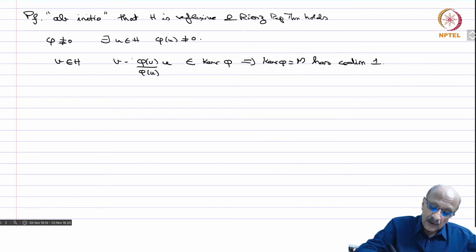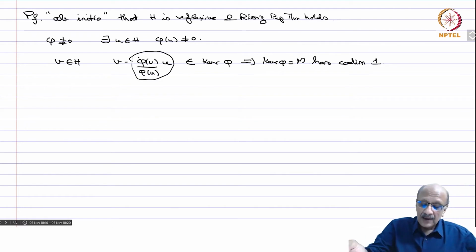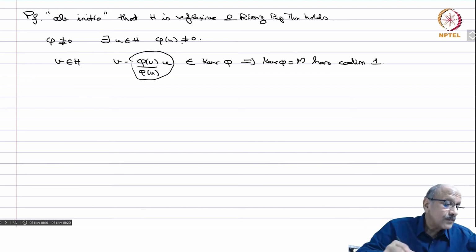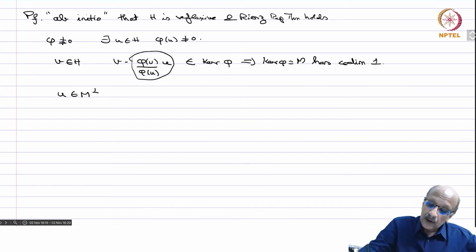Namely, it is the complement of that, which is one-dimensional. It is spanned by a vector u such that phi of u is not equal to 0. Therefore, let us take u in M perp, the orthogonal complement, such that norm u equals 1. Okay, and now you put x equals phi u bar times u.